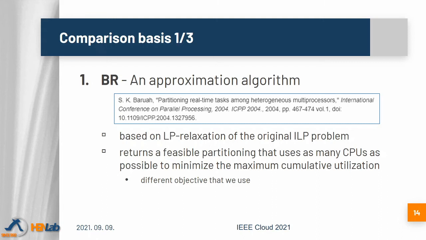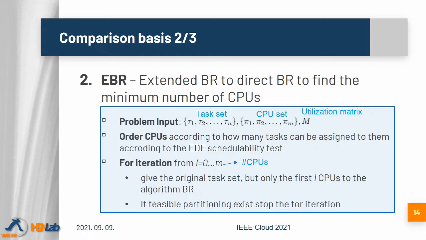This is an LP relaxation of the original ILP problem and aims to return a feasible partitioning that uses as many CPUs as possible to minimize the maximum cumulative utilization. One might notice that this objective is quite the opposite of what we aim for. So we have extended it to direct it to find the minimum number of CPUs that can execute the real-time functions. We call it EBR, and it has the same input as the original problem.